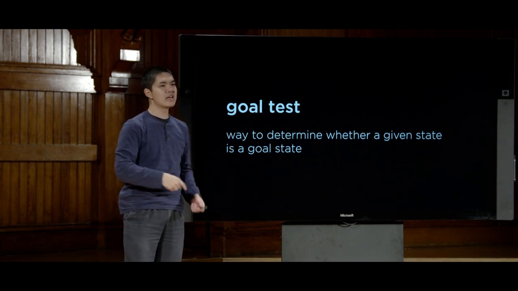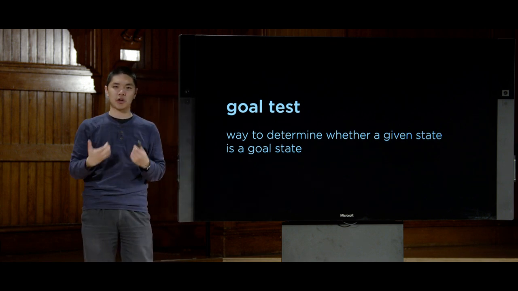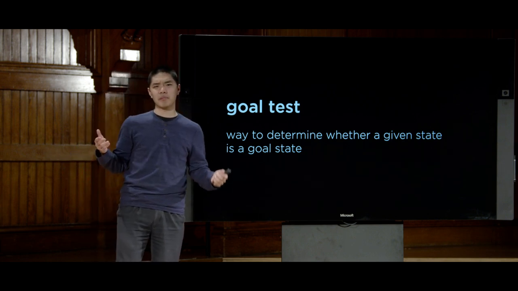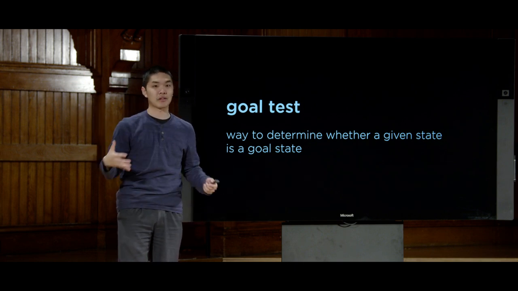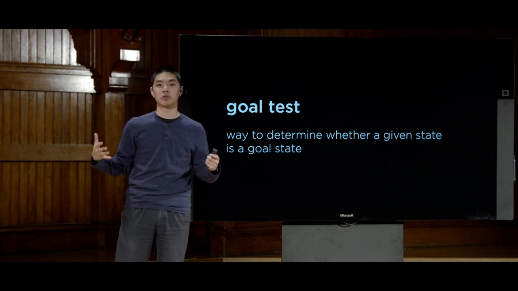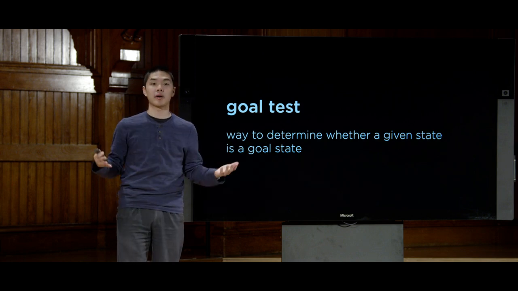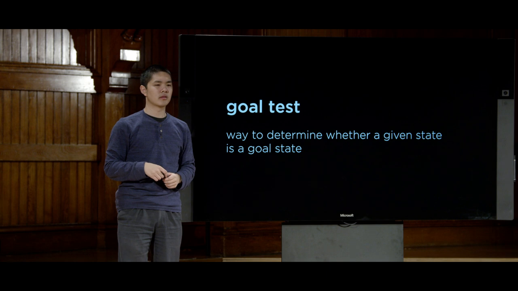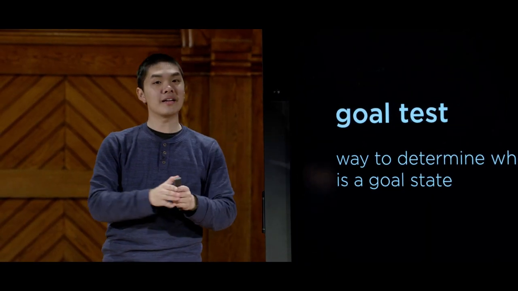In the 15 puzzle, it might be checking the numbers to make sure they're all in ascending order. But the AI needs some way to encode whether or not any state they happen to be in is a goal. And some problems might have one goal, like a maze where you have one initial position and one ending position, and that's the goal. In other more complex problems, you might imagine that there are multiple possible goals, that there are multiple ways to solve a problem. And we might not care which one the computer finds, as long as it does find a particular goal.